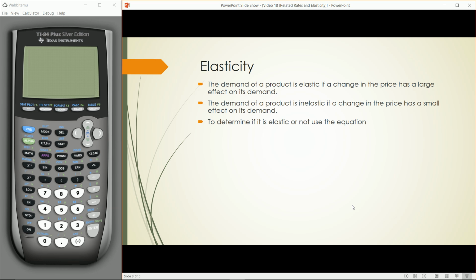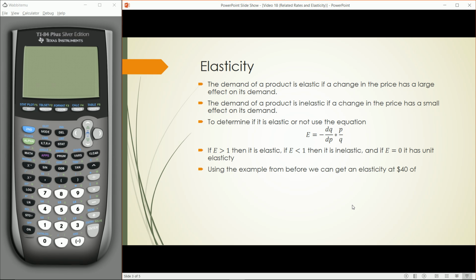Now, you can't really do this objectively, so there's actually an equation to use, which is this one here. Your elasticity is the negative of your derivative multiplied by your price over your quantity. Now, if that is greater than 1, we classify it as elastic. If it's less than 1, it's inelastic. If it's 1, then it has unit elasticity. Unit elasticity primarily means if I increase my price by 1%, I can expect my demand to go down 1%, and so on and so forth.